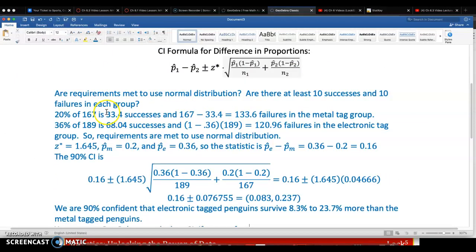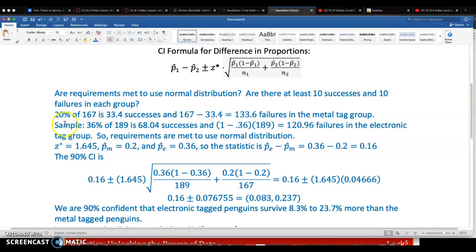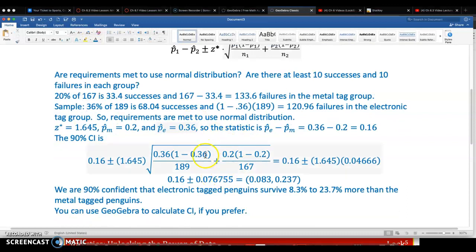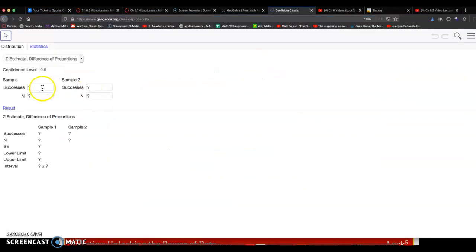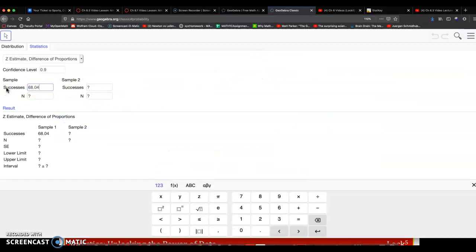So I'm going to go back here and use, so I get the same numbers as we did in the last video, I'm going to let sample 1 be the 64 successes. So 68.04 successes out of 189. So I'm going to do 68.04. Go down here, change that to 189.